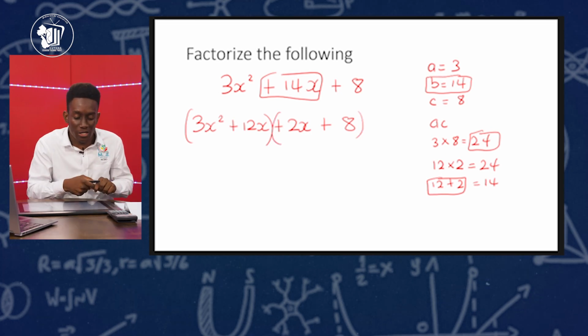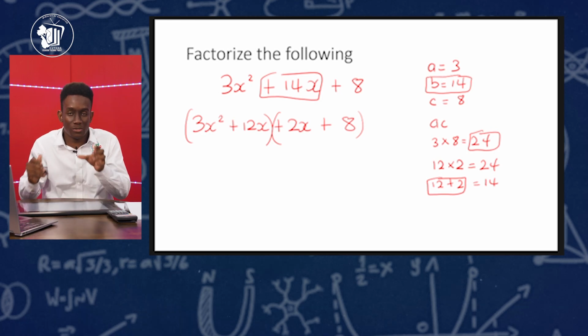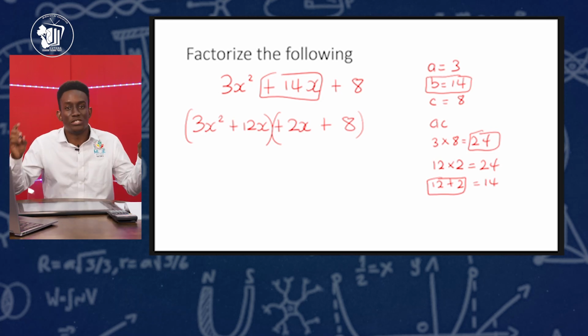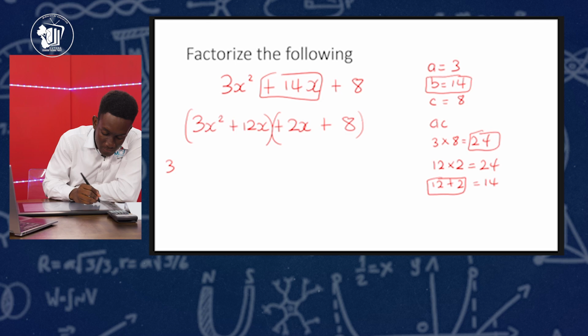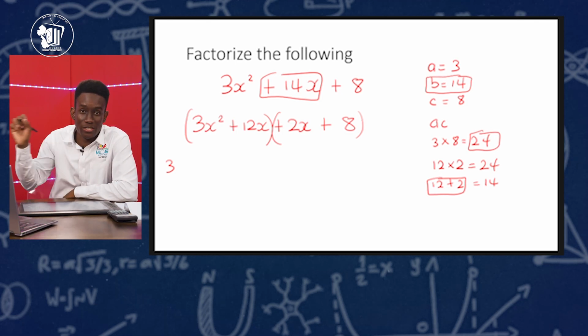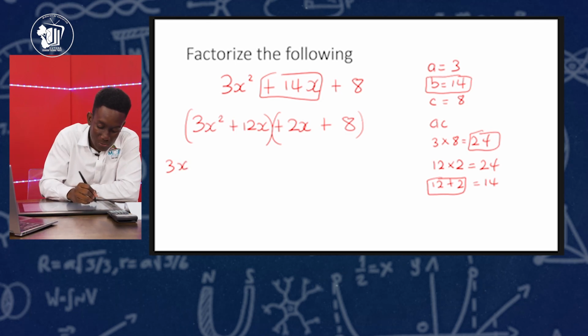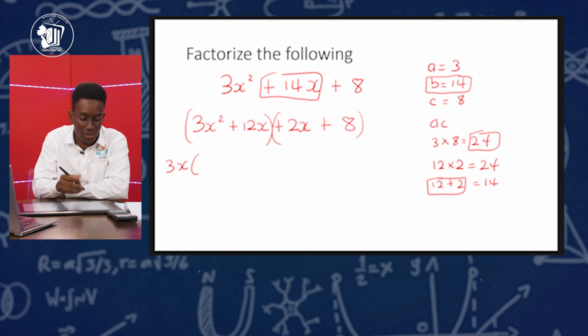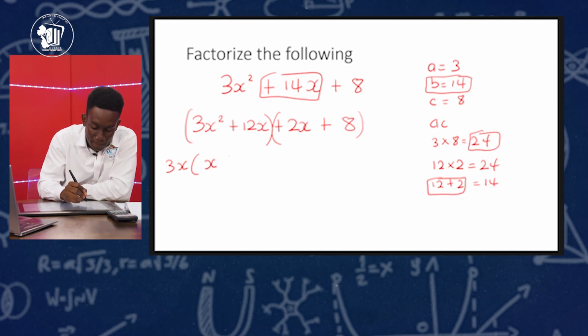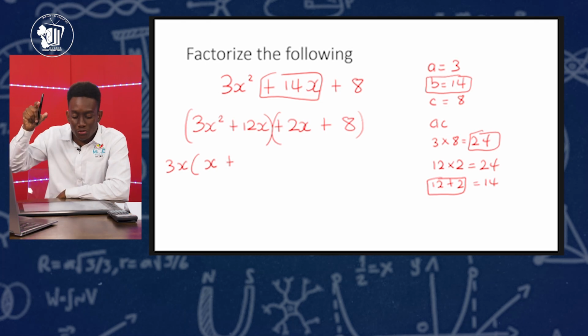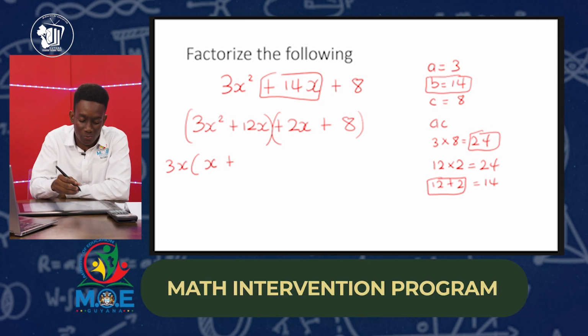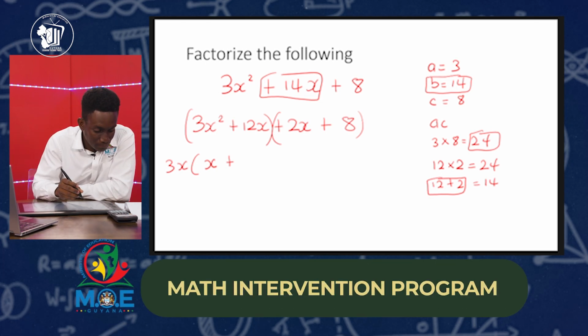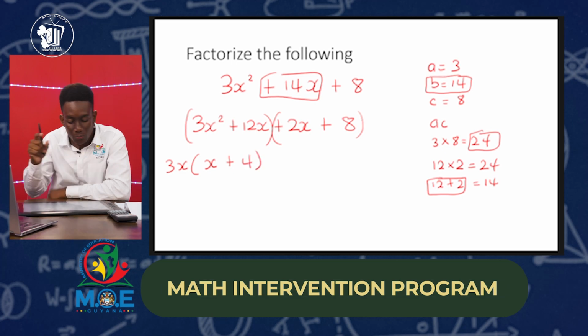So we look at the first bracket, we see 3x squared plus 12x. We look at the numbers, 3 and 12. We see 3 is the highest common factor there. We look at the variables, we see x squared and x. We see x is the highest common factor there. So when we factor out 3x from 3x squared, we're left with x. When we factor out 3x from 12x, we see we are left with 4.